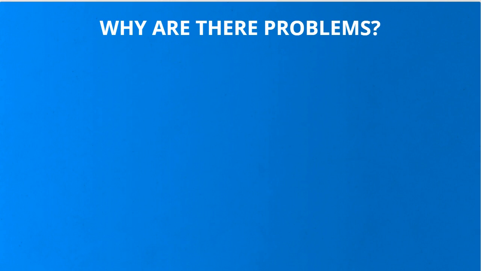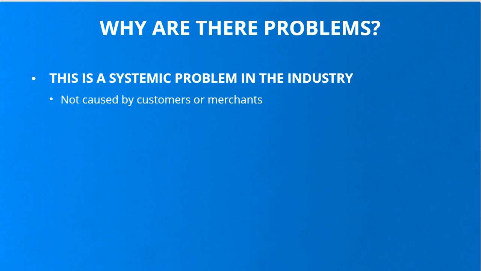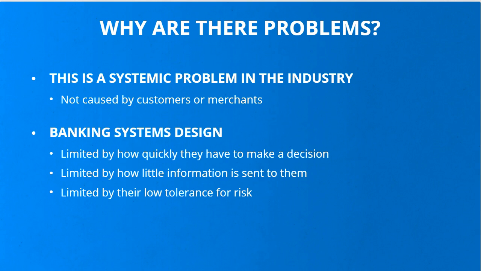So why are there these problems? Why is it that banks can't make the right decision all of the time? Well, there's a systematic problem in the industry. It's not caused by the customers, and it's not really caused by the merchants either. It's how the ecosystem was set up to begin with. The banking system was designed in such a way that it limits how long banks and issuer processors have to make decisions. Most transactions, even these days, are done with someone holding a card, putting it into a terminal, usually putting in a PIN, and that getting processed as a card-present transaction. That's how the banking system was initially designed.